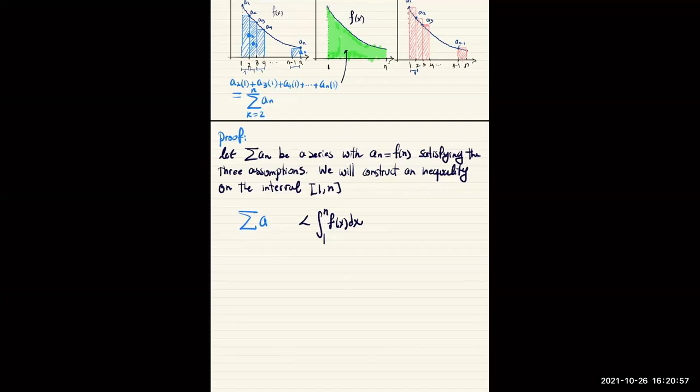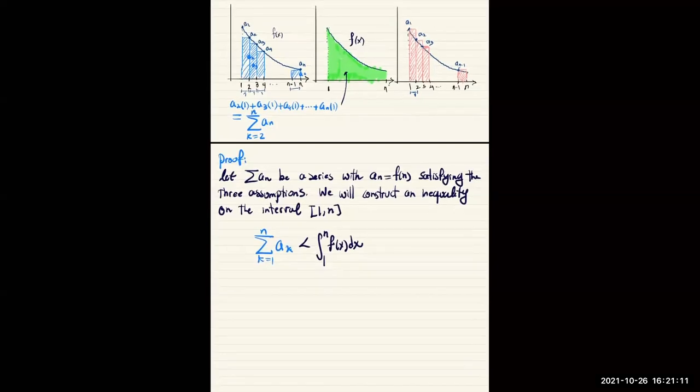That's the sum of a sub k. Okay. Yeah, so this is what we call... Is it k equal to 2 or k equal to 1? K is equal to 2. Yeah. Thank you.